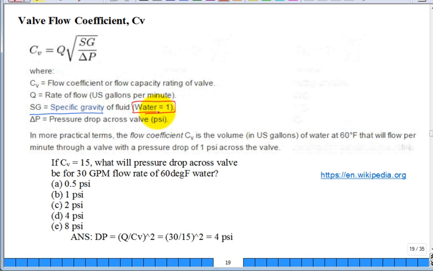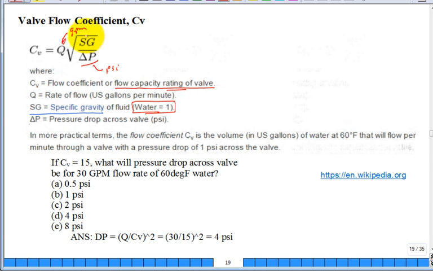So what do we have? We have this valve flow coefficient. It's the flow coefficient or flow capacity rating of that valve. Q is the flow rate in gallons per minute. Delta P is the pressure across the valve, the pressure drop in PSI. So this is GPM, and that's PSI.